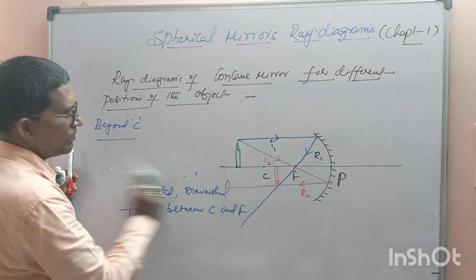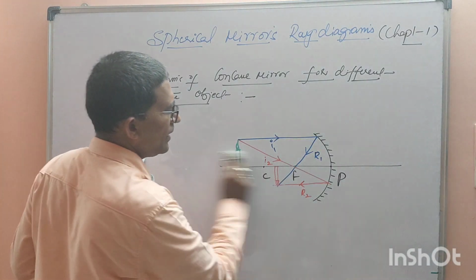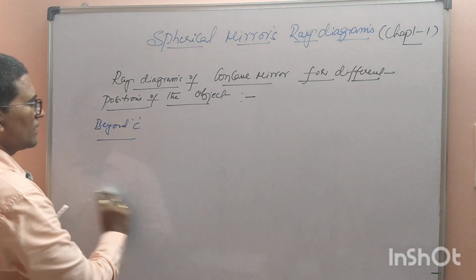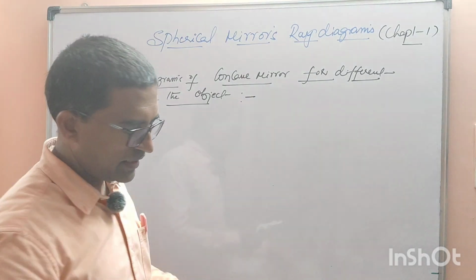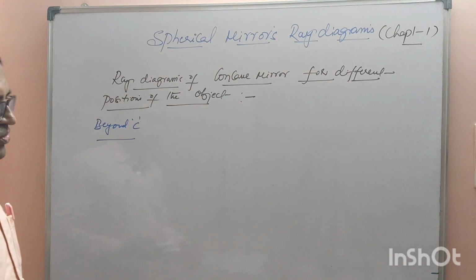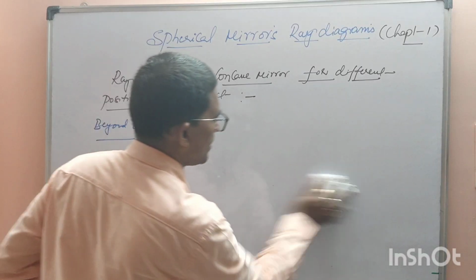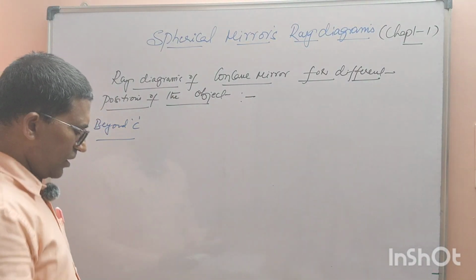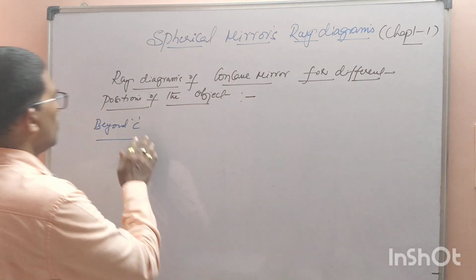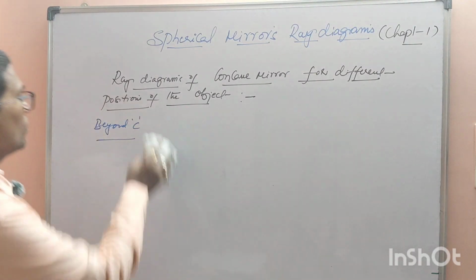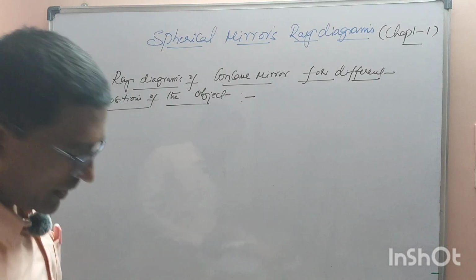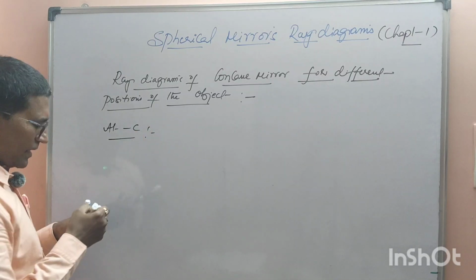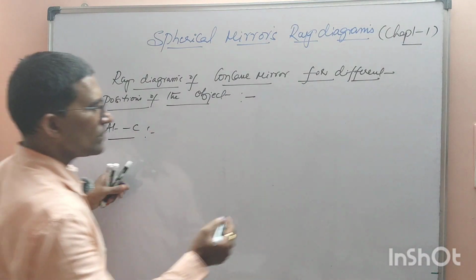Next is the object placed at C, and some students find it difficult to draw this, because exactly the rays are not going to meet near C. So I will show you a simple technique to draw very fast during the examination and complete this particular ray diagram, because it may consume time if you don't draw with a simple technique. Now the third one is the object placed at C. Now, how will this be?